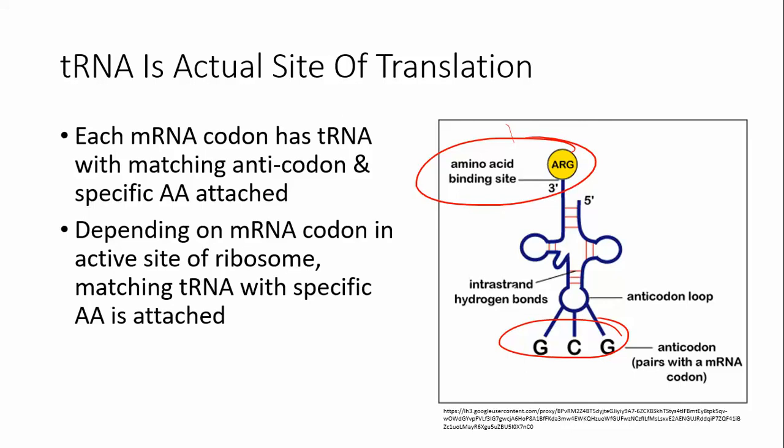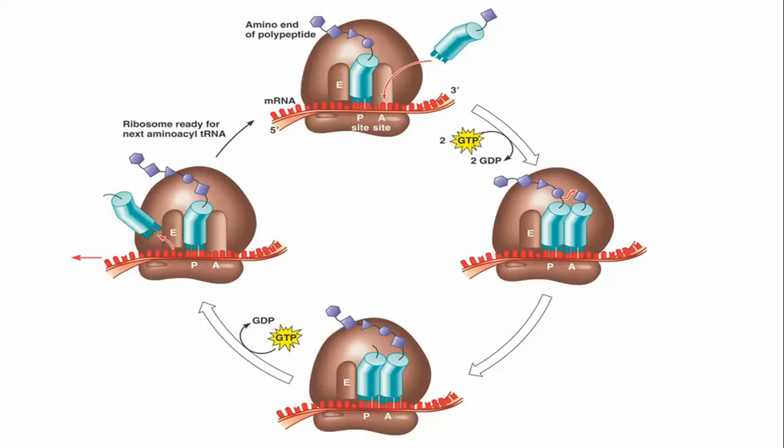So inside of a cell, you don't have that translation chart. What you have are tRNAs. And so the tRNAs are going to be what directs the amino acid pairing with a specific RNA codon. Let's look at this process.